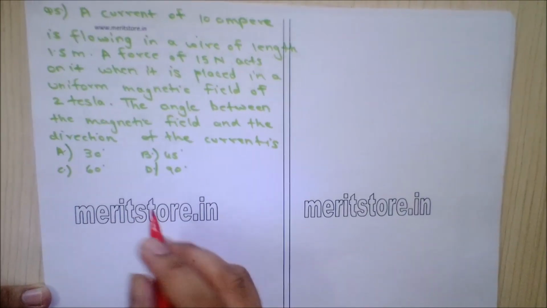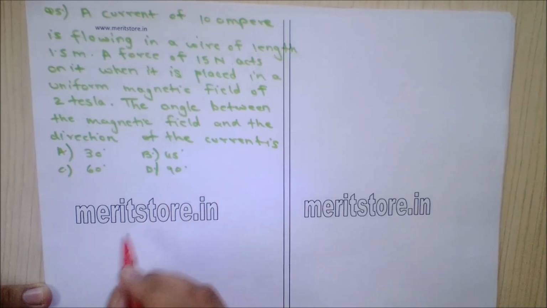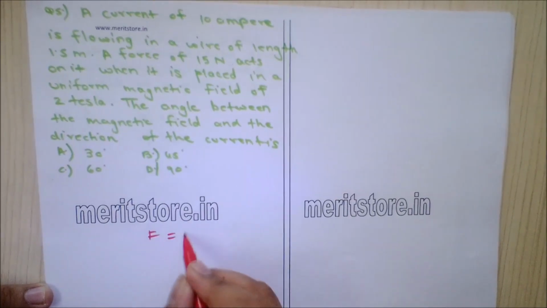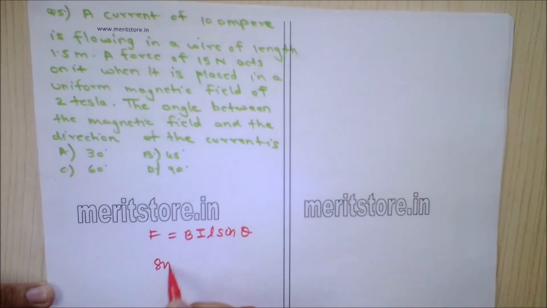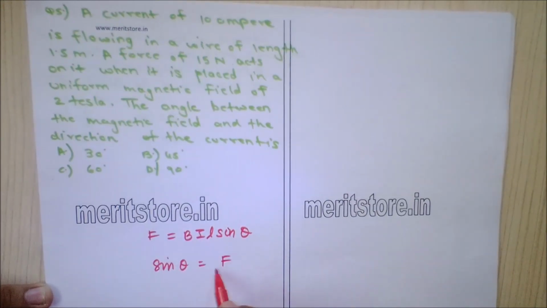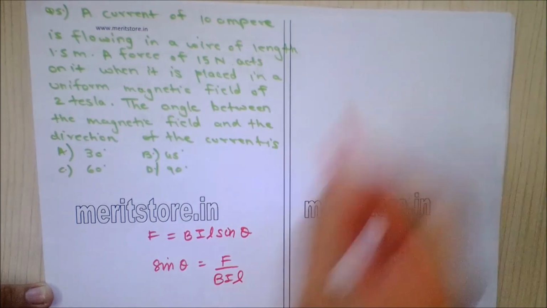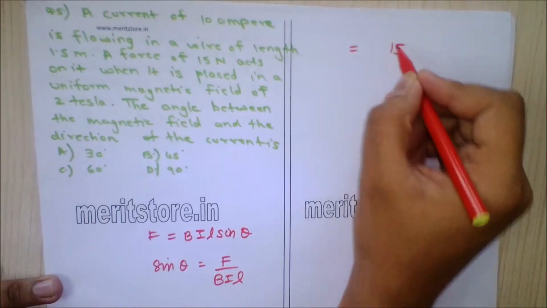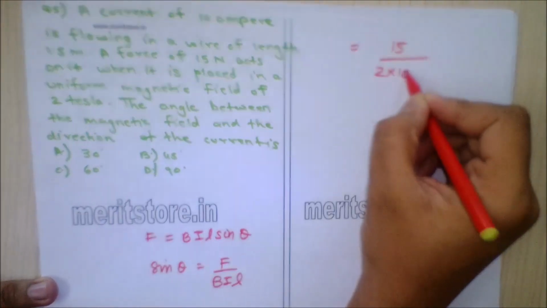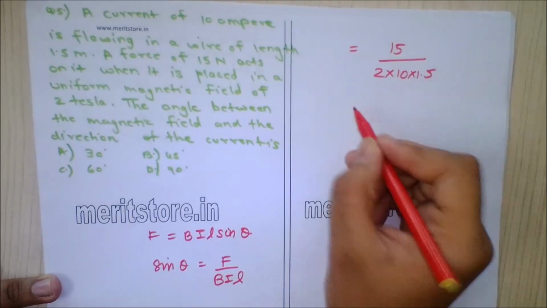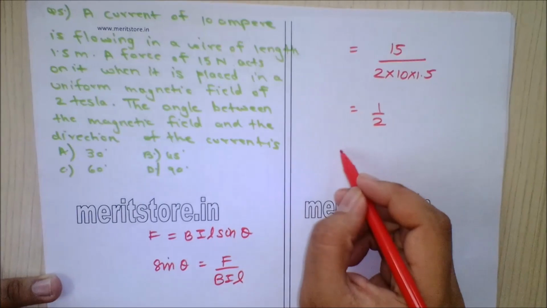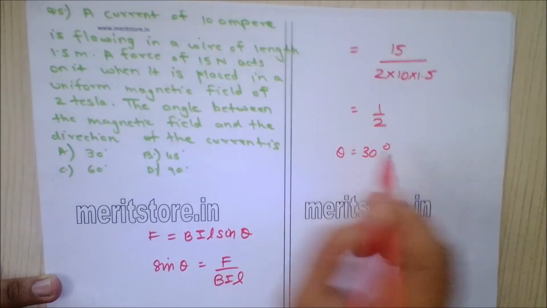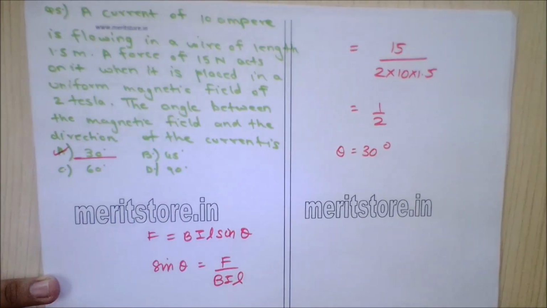Now to find the angle between the magnetic field and the direction of the current, the formula which we have is F is equal to BIL sin theta. Sin theta can be written as F upon BIL, which is equal to 15 upon 2 into 10 into 1.5, which on solving gives us half. So the value for theta will be 30 degree. So option A, 30 degree, is the correct answer.